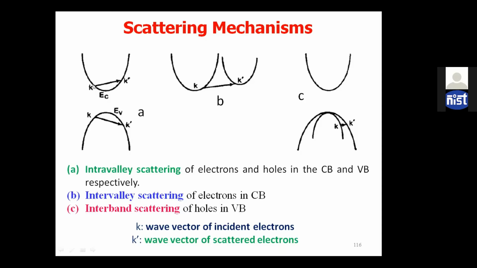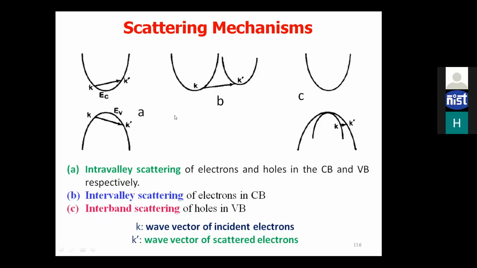So due to scattering, the initial wave vector of the incident electron is k, and k prime is the wave vector of the scattered electron, and it occurs in the same valley of a bulk semiconductor in the conduction band. So we can say this scattering is intravalley. Similarly, if such scattering occurs in the valence band, then we say this is intravalley scattering in the valence band, or here it is in the conduction band.